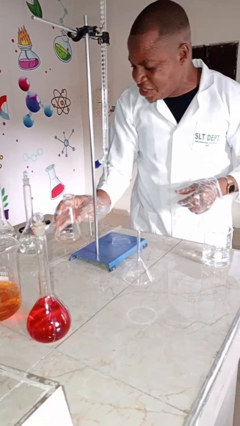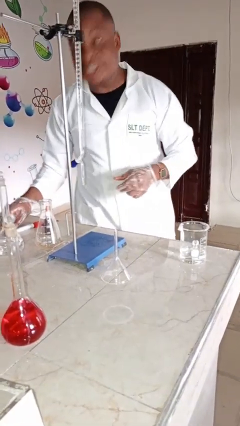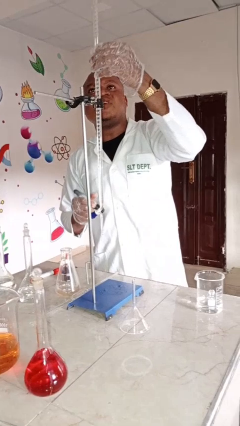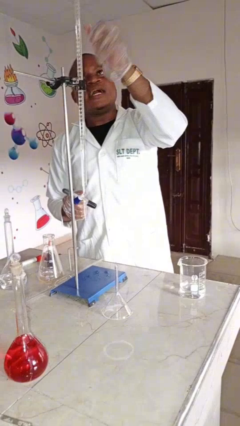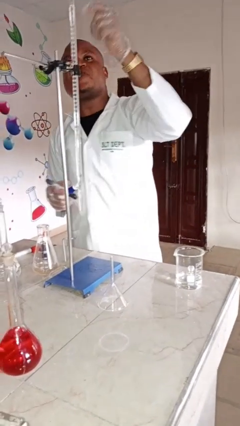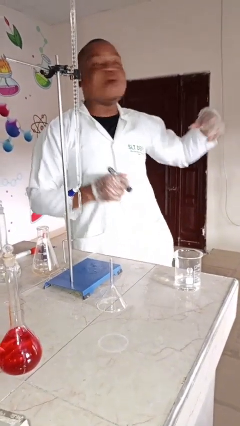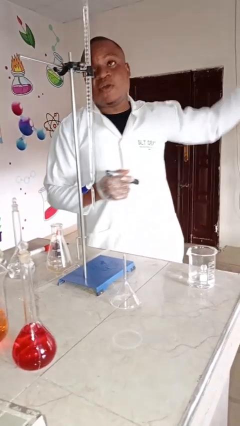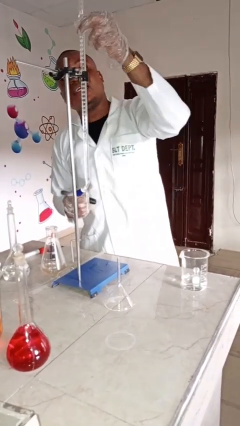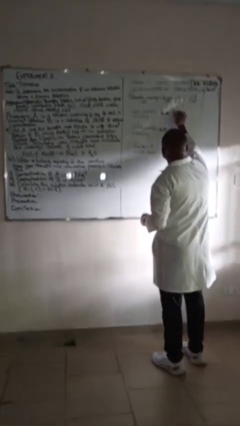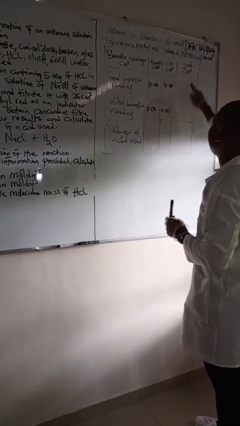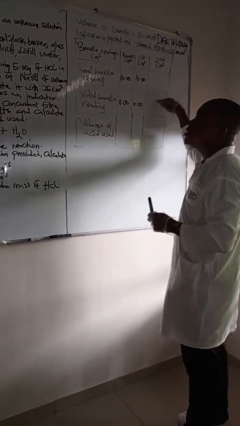I'm going to take my burette reading. I was reading the lower meniscus. It is still 10.00 from here. That means if I still have 10.00 in the first, I can as well manipulate it in the second burette reading. Are you with me? Yes, because from here it's still 10.00. So the final here in the first reading is 10.00 cm³.